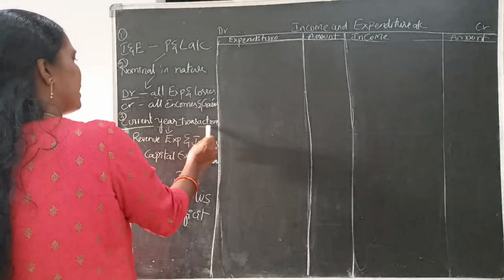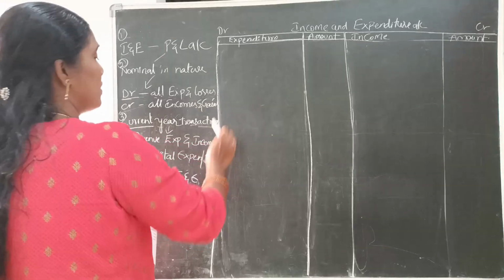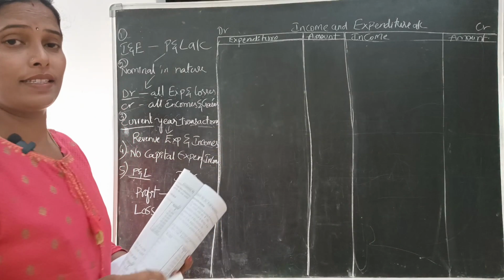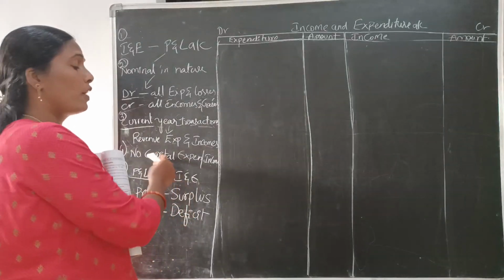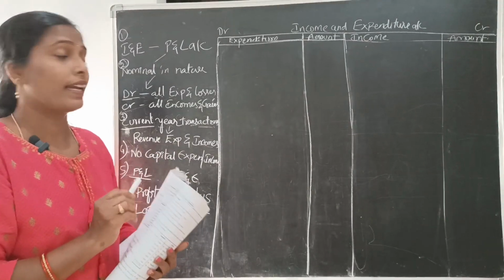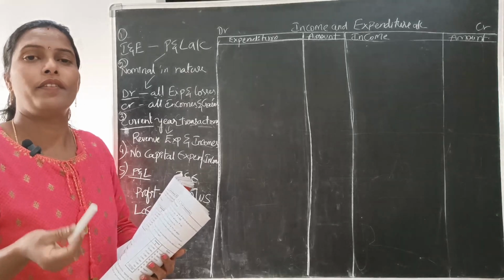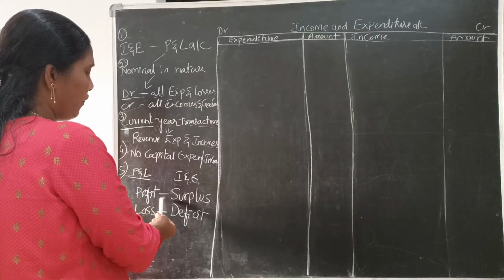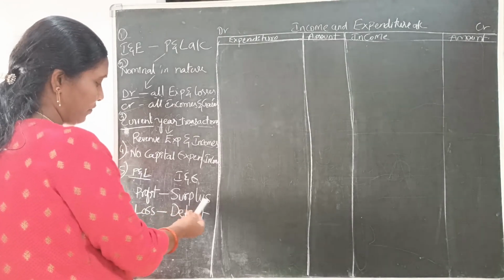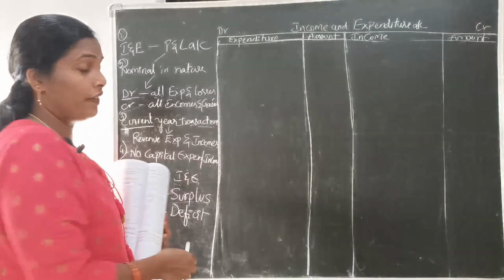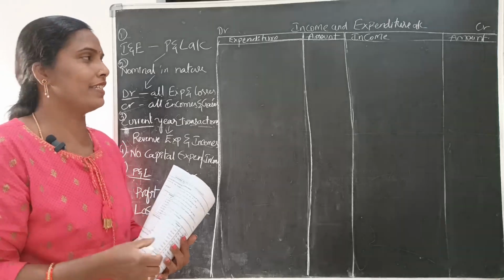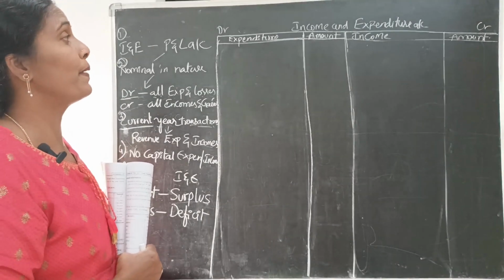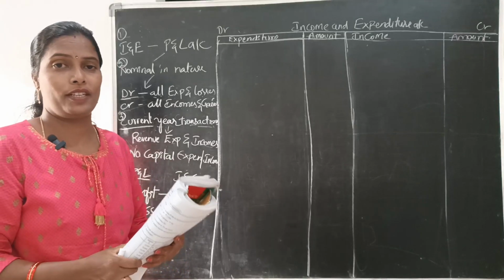Only current year transactions, and only revenue expenses and incomes, are considered, with no capital expenses. Capital expenses will show in the balance sheet. If we gain a profit we call it a surplus, and if it is a loss we call it a deficit. These are the key points you need to remember while preparing the income and expenditure account.